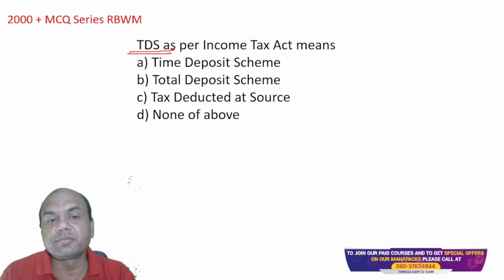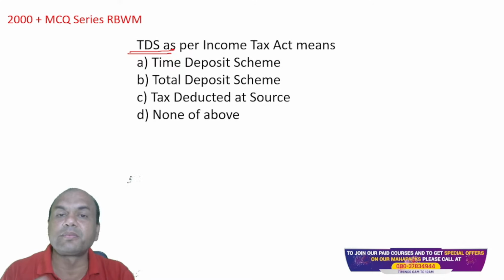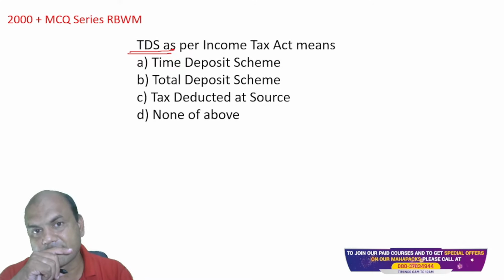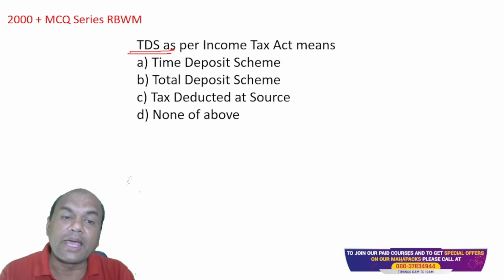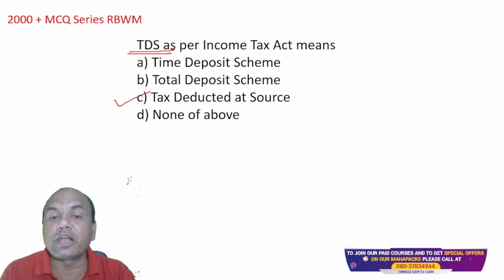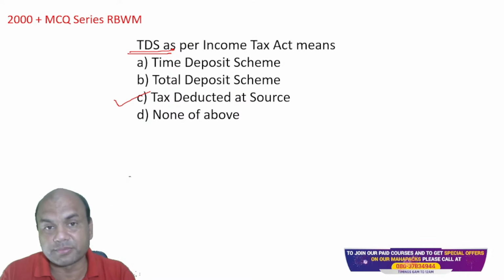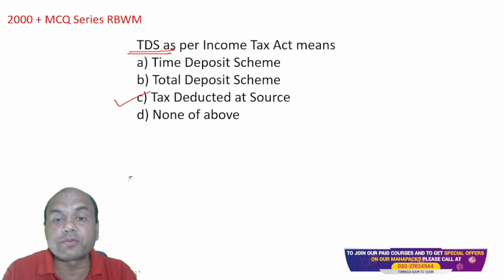Time deposit scheme, total deposit scheme, tax deducted at source, and none of the above. TDS means, yes, tax deducted at source. This is the advance tax which is paid by you and me, and we get a refund of this, right?